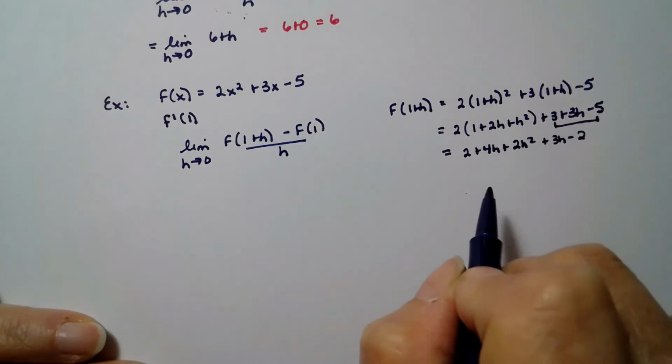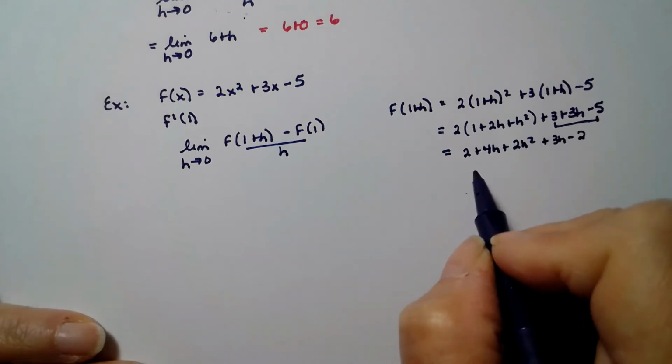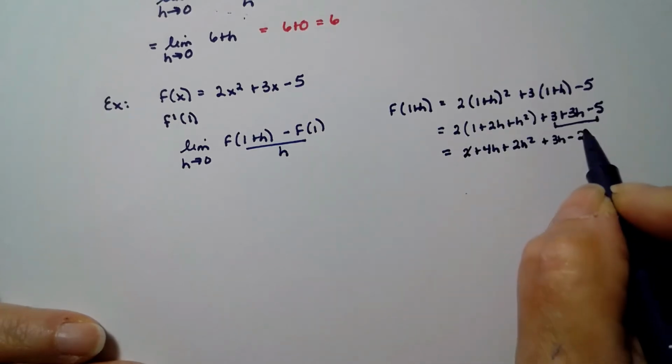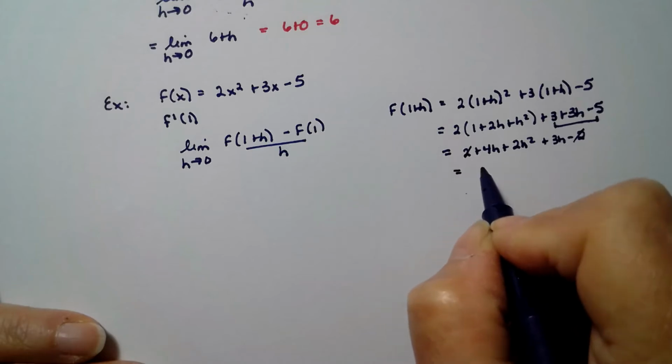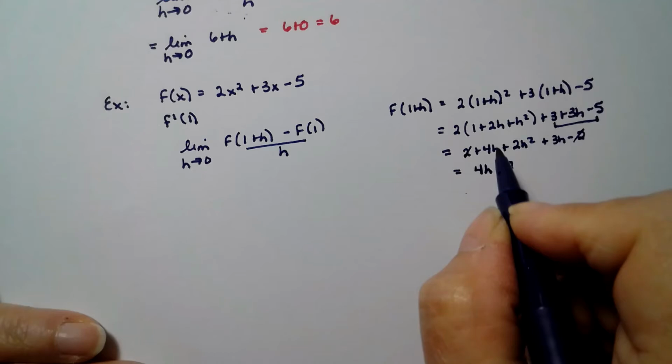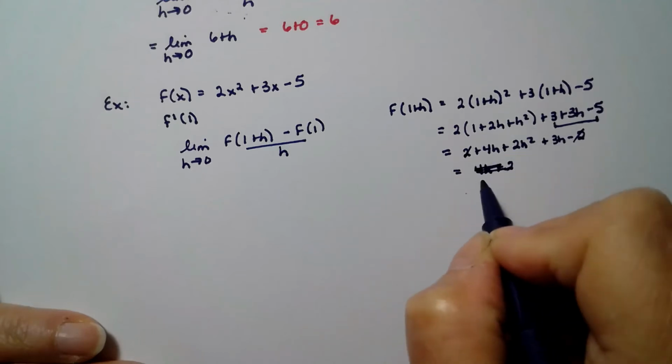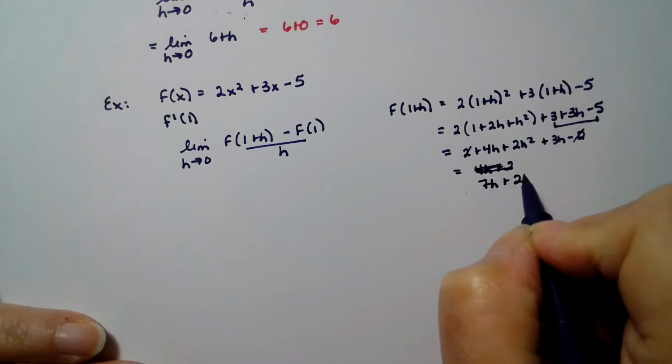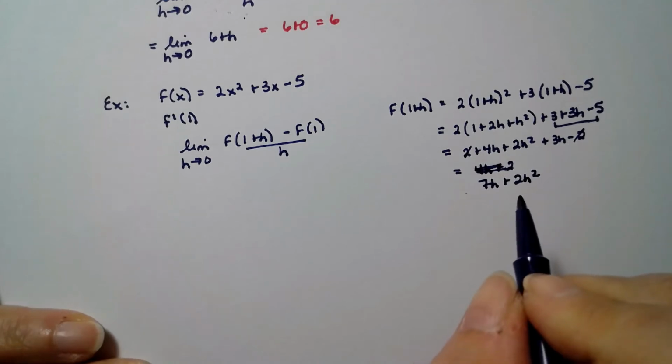And now I'm going to combine like terms to try and simplify this. So the 2's are going to cancel, so that's nice. So I'm going to end up with 4h plus 2, 4 and 3 is 7. 7h plus 2h squared.